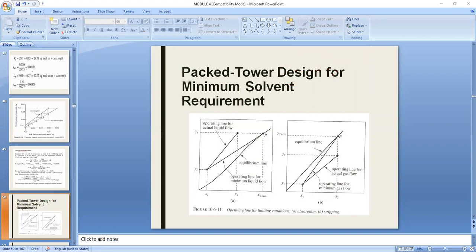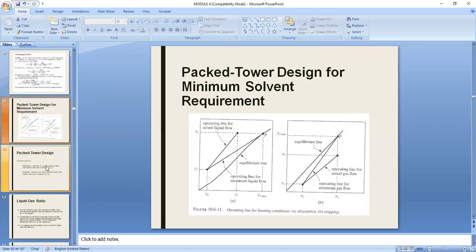I hope you have recalled that particular process when you determine the minimum solvent requirement. If you already have the minimum solvent requirement, I'm not sure if I have placed it in here, and you are required to give the optimum solvent requirement, from the minimum you simply multiply it by 1.5. I think we've discussed it also last year. So if you have the minimum solvent requirement already, then you can determine the optimum, if it's the optimum that is required.